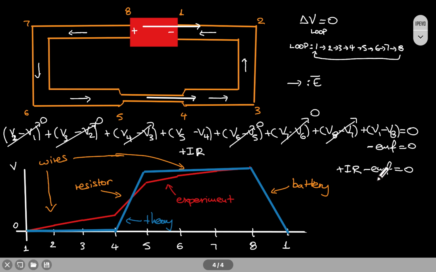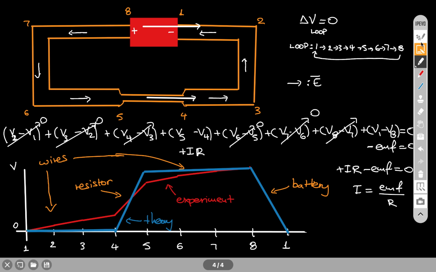And here, if it is the current that you want to predict, you can just say I equals EMF over R. If I tell you that I have a battery of 3 volts, the resistor has resistance of 1 ohm, I know that I'm going to have a current of 3 amperes, for example. One example, a simple one. So this is how you will work with circuits theoretically, and of course this is a very simple circuit.